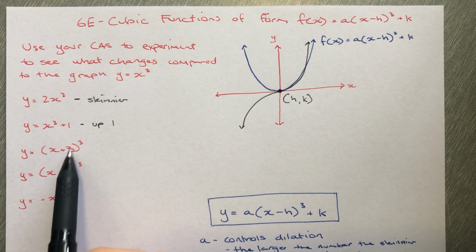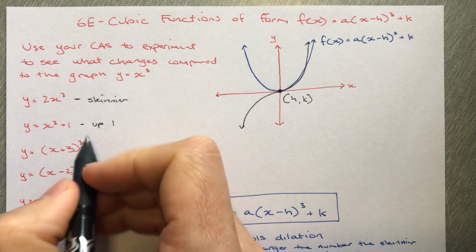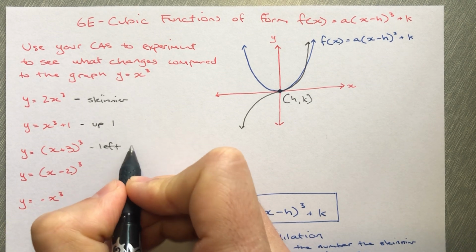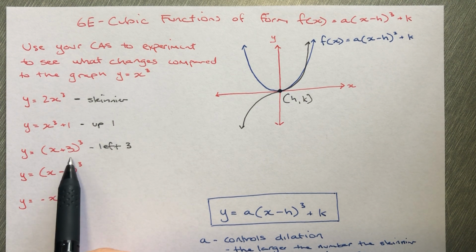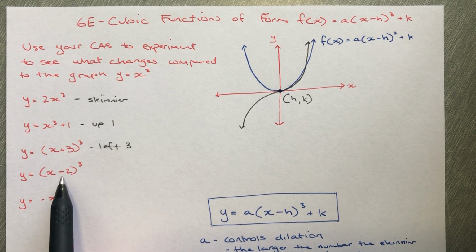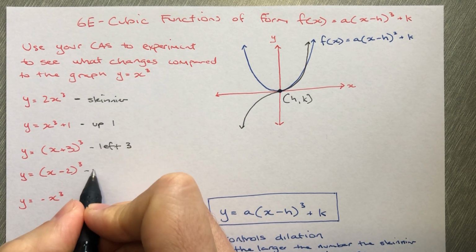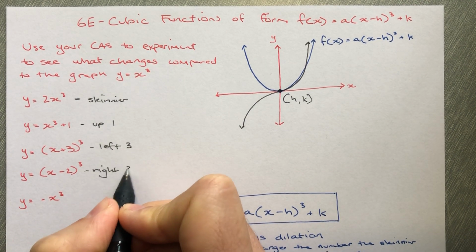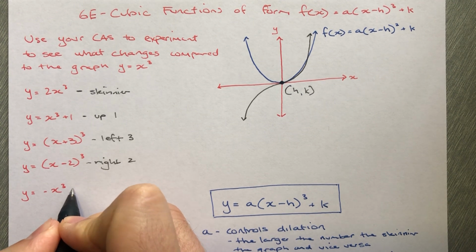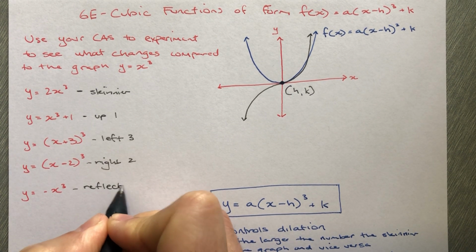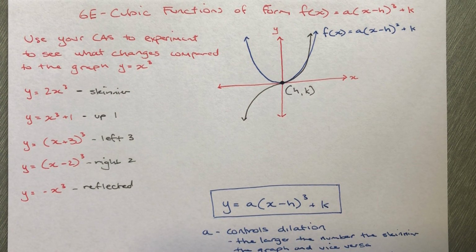With this plus 3 here, we're going to see that this is going to move the graph to the left 3 units. With this one here, it's similar to that one up there, except instead of to the left, it's going to be to the right 2 units. And then the last one, we're going to see that it's actually reflected. Now you can reflect in the X or Y axis. Let's just leave it as reflective for the moment because with these sort of graphs it looks exactly the same.